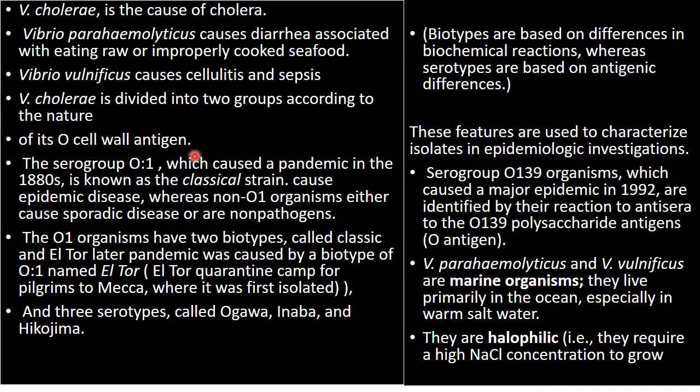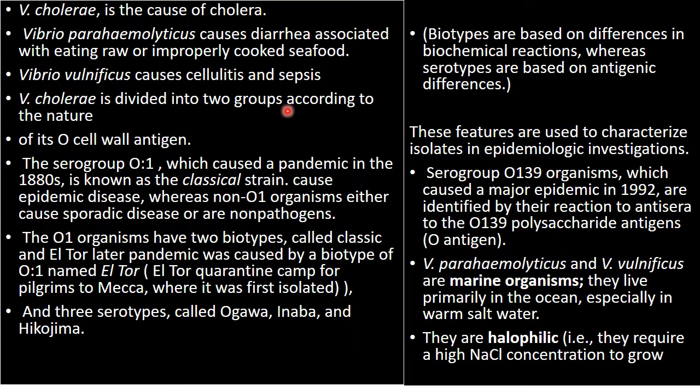Let's talk about the different strains and species of Vibrio. Vibrio parahaemolyticus causes diarrhea associated with eating raw or improperly cooked seafood. Vibrio vulnificus causes cellulitis and sepsis. Vibrio cholerae, we are discussing in detail.